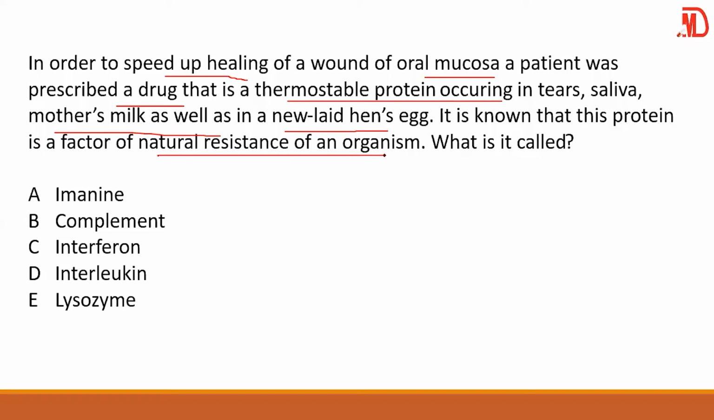So first of all, you must know what is found in saliva and in tears. Saliva and tears contain some antibacterial enzymes. No wonder they are natural resistance of an organism. In other words, what fights diseases? Great. So in the saliva and in tears, they contain some antibacterial enzymes.